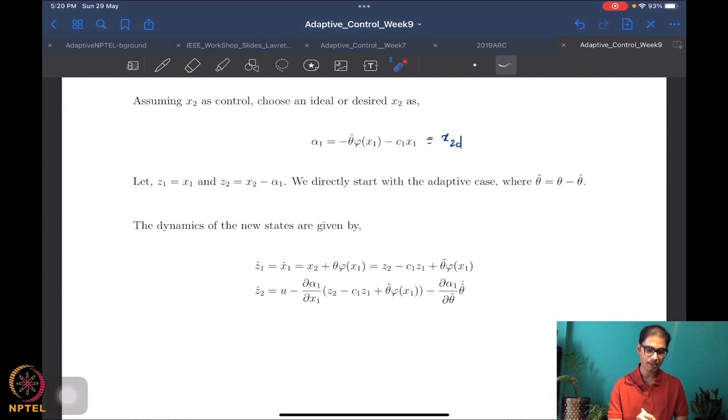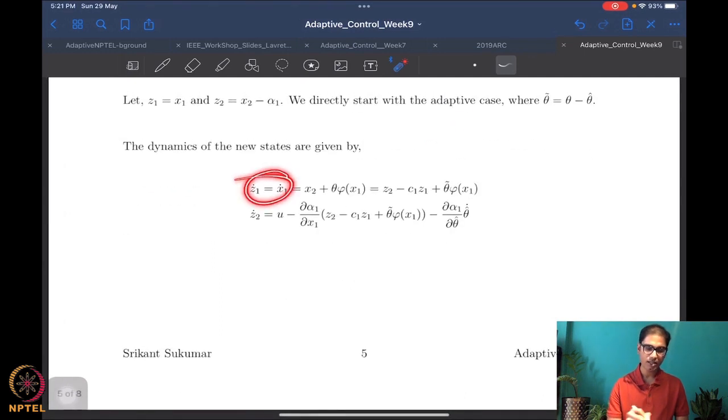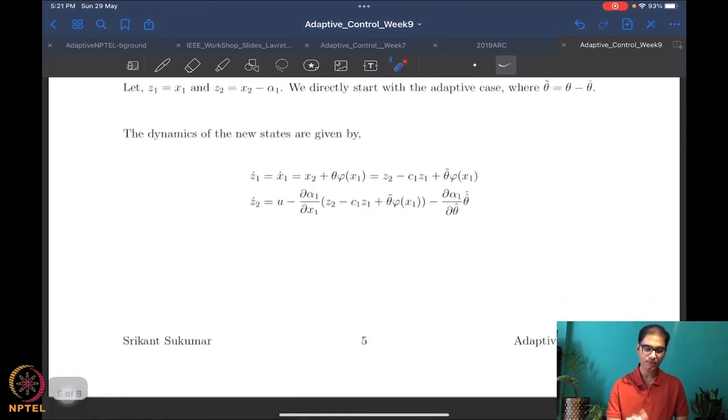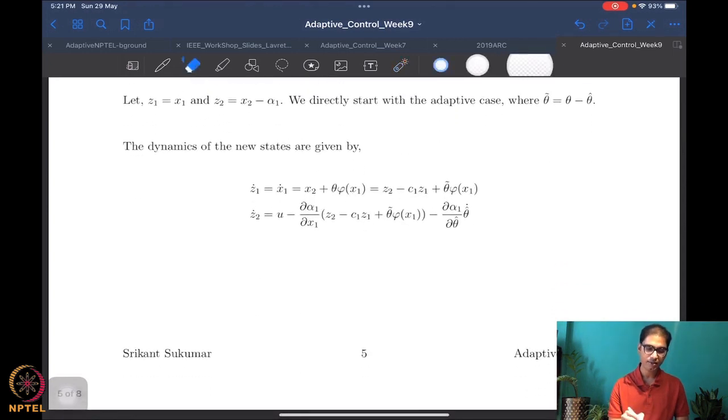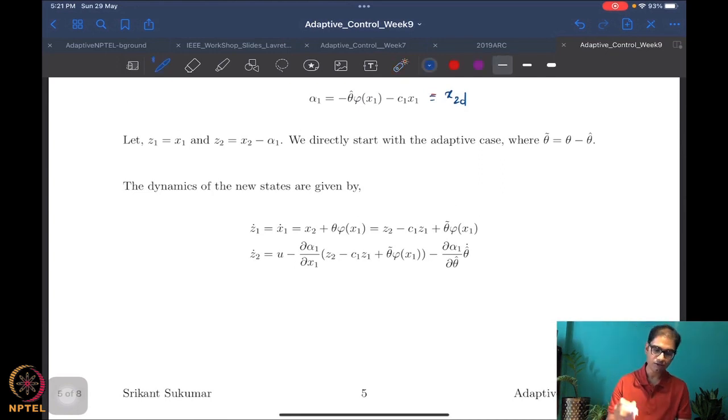So the Z1 is just X1. So Z1 dot is just X1 dot, and that is X2 plus theta phi X1, right? And X2 can be written as Z2 plus alpha 1. So if I do that, I'm going to carefully rewrite these things. I'm going to write a few intermediate steps. This is equal to Z2 plus alpha plus theta phi X1.